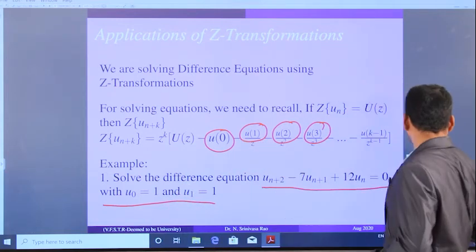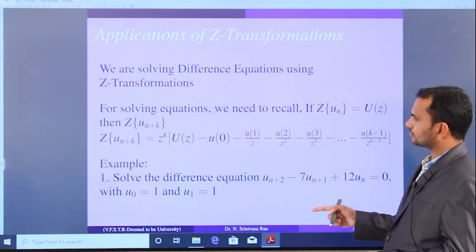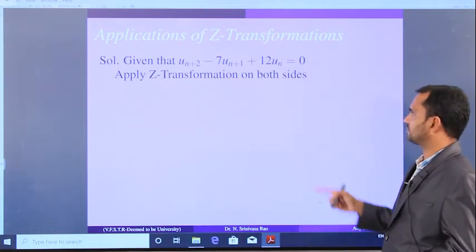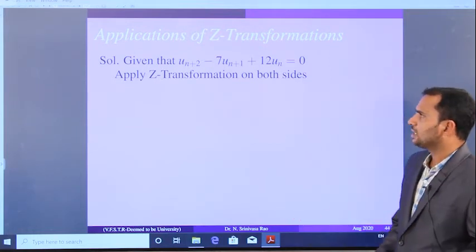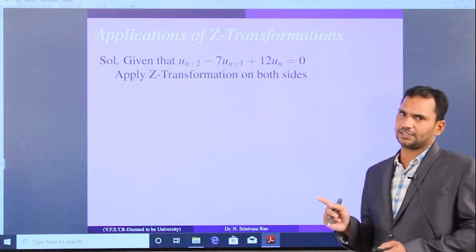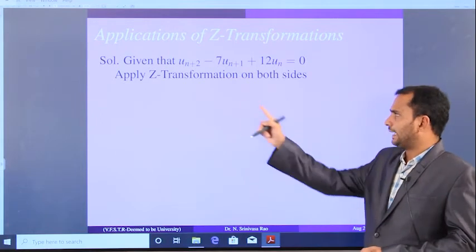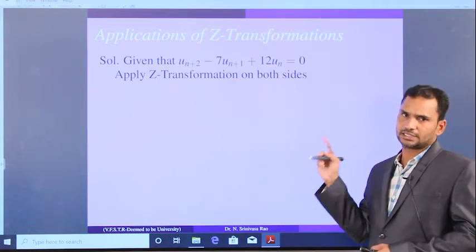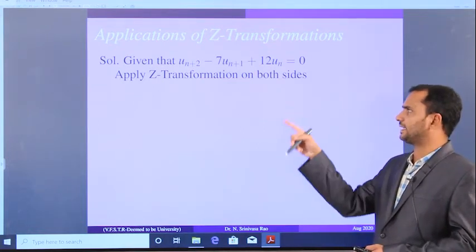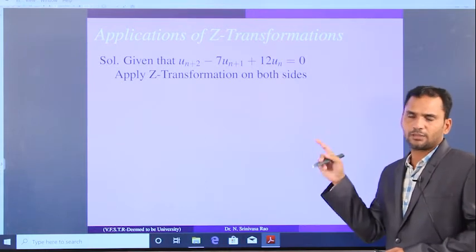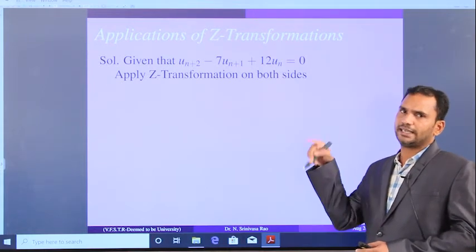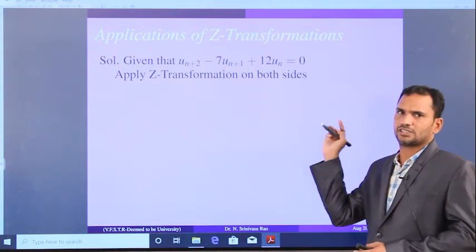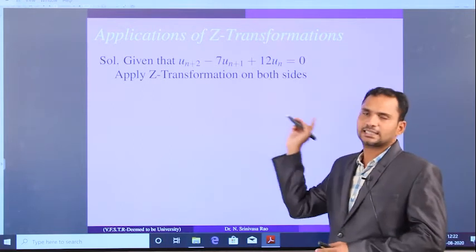Now look at this. Given that u_{n+2} - 7u_{n+1} + 12u_n = 0. When you are solving difference equations, the first step is to apply the Z transform on both sides. This is similar to solving differential equations. If you remember in Laplace, the first step is to apply Laplace on both sides. Similarly here, apply the Z transform on both sides.